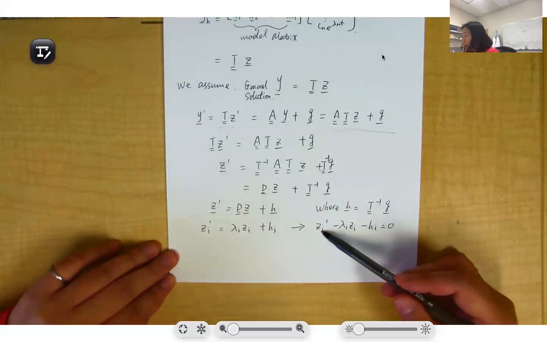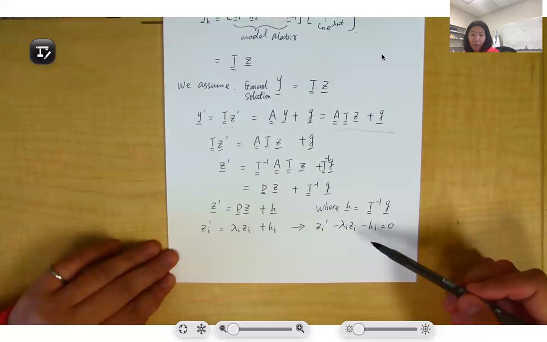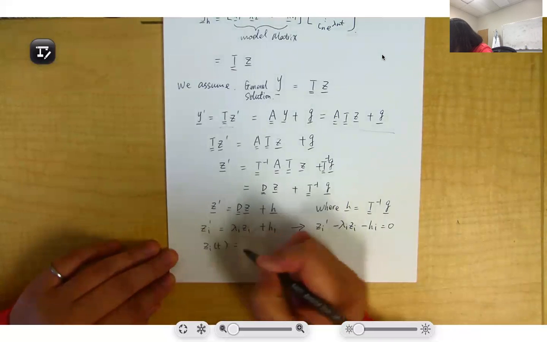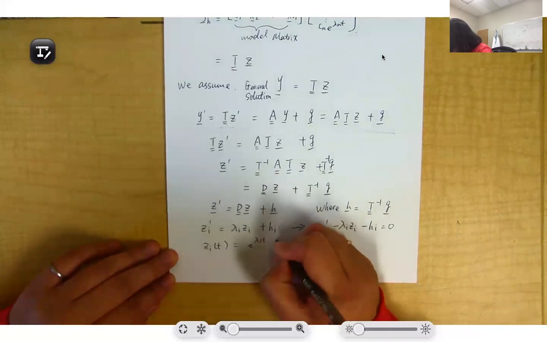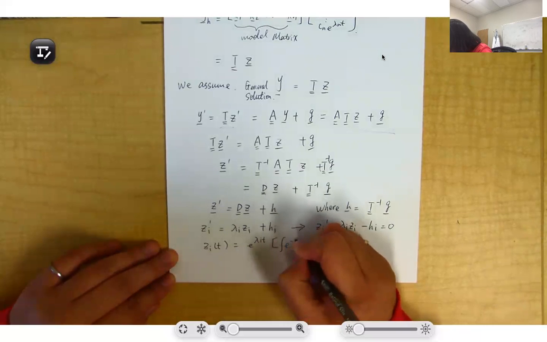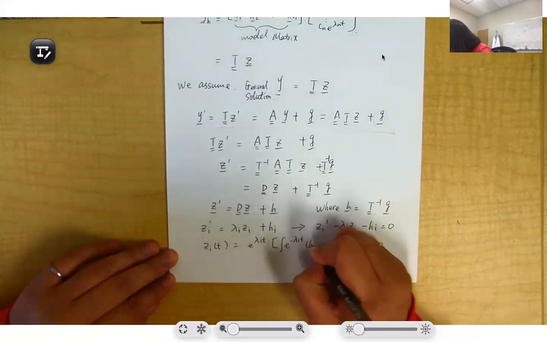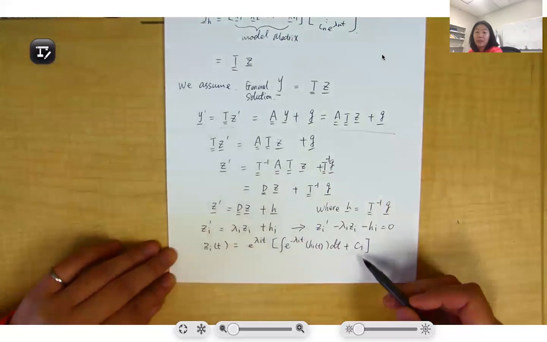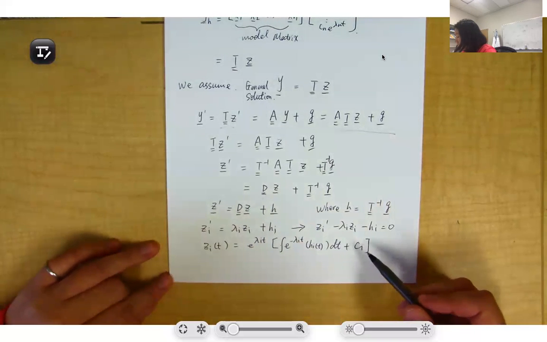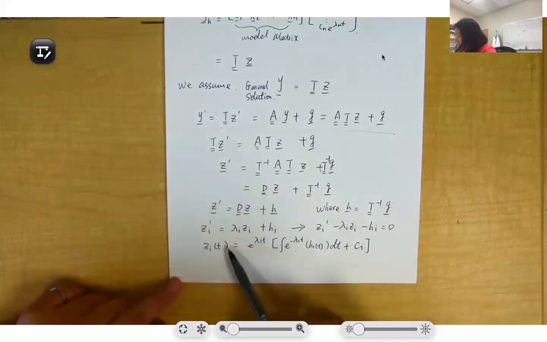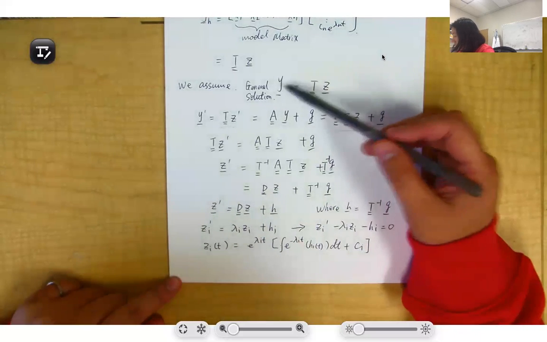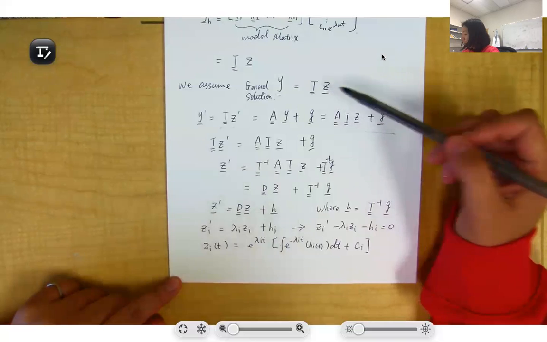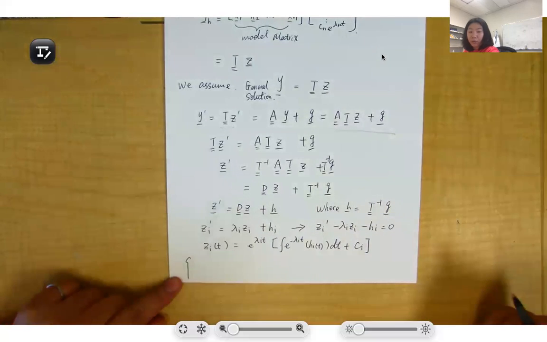We know how to solve this linear ODE since the beginning of our lectures. So zi(t) equals e^(λi t) times the integral of e^(-λi t) hi(t) dt plus ci, where ci is some arbitrary constant. Then you can solve for z, and you can get y because y is represented by the model matrix times z.